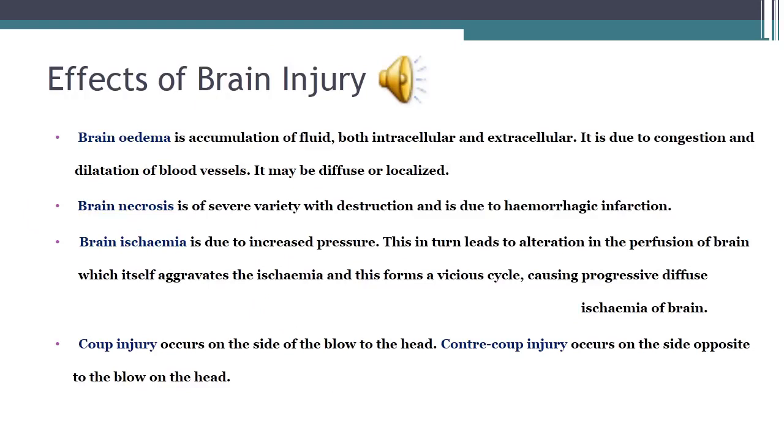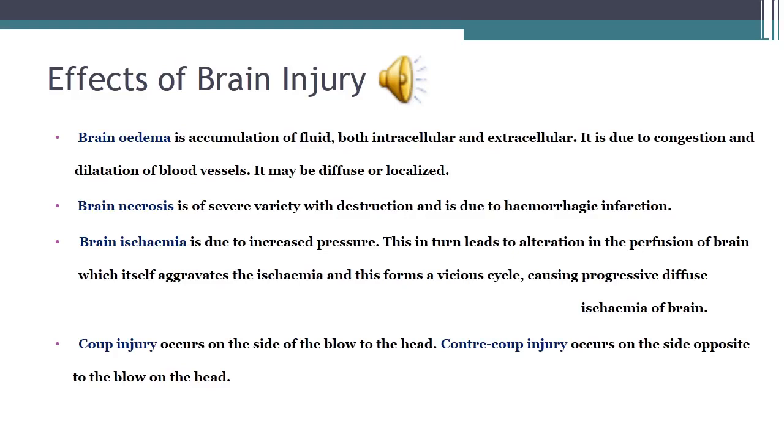Pathophysiological effects of brain injury. One of these effects is brain edema, which is an accumulation of fluid, both intracellular and extracellular. It is due to congestion and dilatation of blood vessels. It may be diffuse or localized in nature. The second effect is brain necrosis, which is of a severe variety with destruction, and it is due to hemorrhagic infarction.